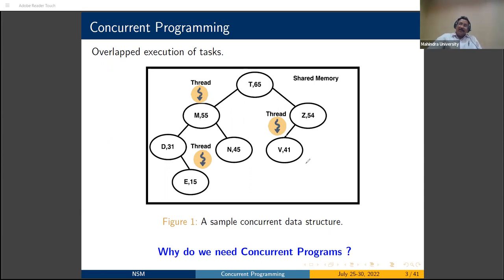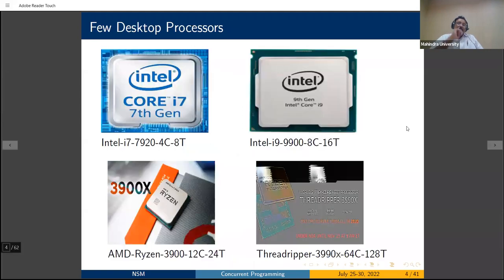Why do we need such kinds of concurrent data structures? That is an interesting question, right? When we look at recent processors, we can see different types of desktop processors in the market. Intel i7 with 4 cores and 8 threads, 8 cores and 16 threads, 12 cores and 24 threads, and from AMD, 64 cores and 128 threads. From Intel, you can see 4 cores, and most of your laptops are multi-core machines, right?